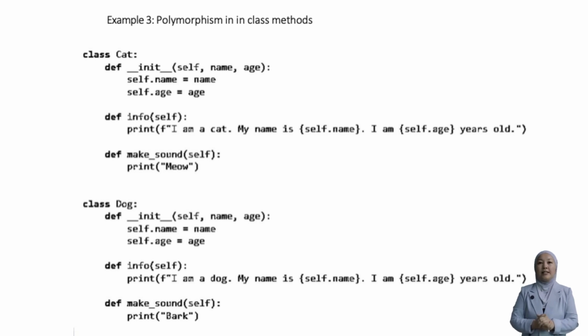Both might have methods named makeSound and info. For a cat, makeSound would print meow. For a dog, the same method call would print bark. We can write a loop that iterates over a list containing both cats and dogs and calls makeSound on each. The appropriate sound is produced for each animal without us needing to check its type explicitly in our code. This is polymorphism in action.